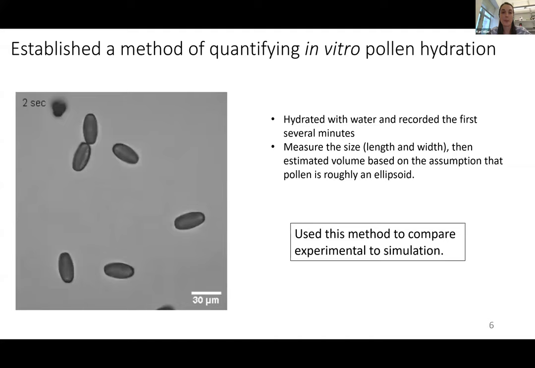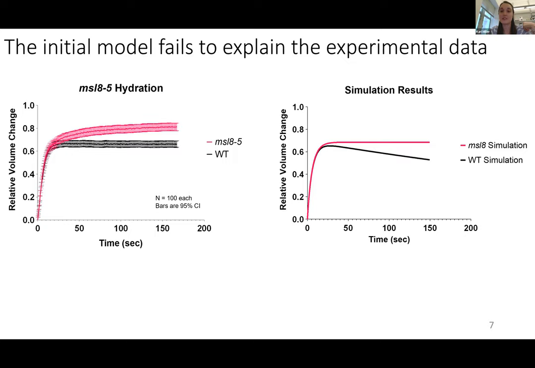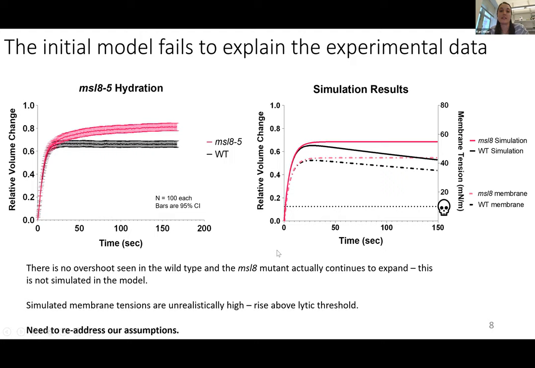So what did we see when we do this? Well, like all good science, it was not what we were expecting. So this is, again, the relative volume change over time. But here you can see the wild type actually stabilizes while the MSL8 continues to slowly expand, which is almost exactly the opposite of what our simulation predicted, which is an overshoot in the wild type and a stabilization in the MSL8.